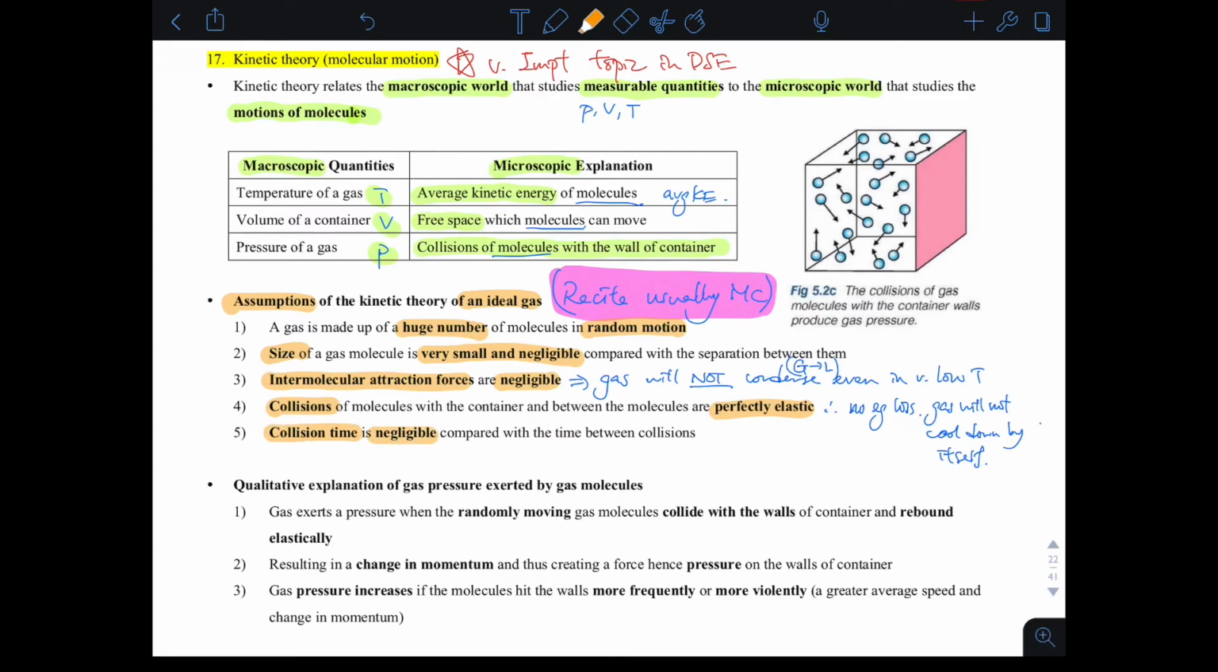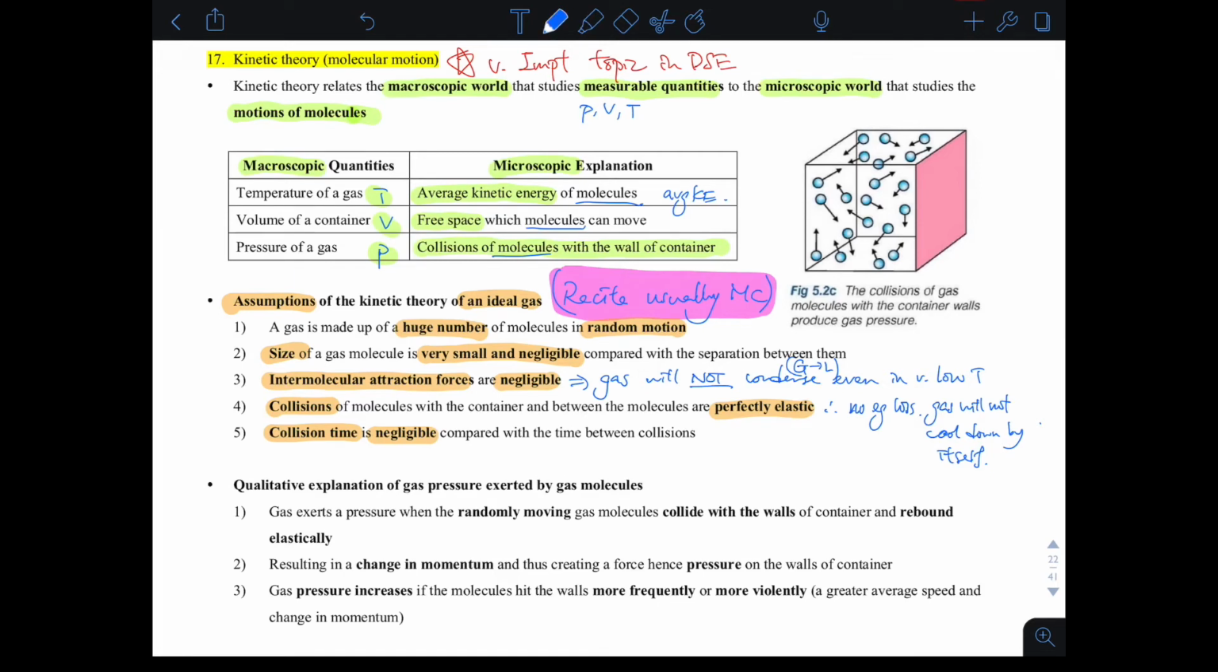And lastly, the collision time is also negligible when compared with the traveling time, because we have mentioned that the container is very big, so after one collision, when we are chasing one molecule, it will not collide very frequently. It will travel through a large space and spend a lot of time traveling before the next collision. Those will be the assumptions of the ideal gas.